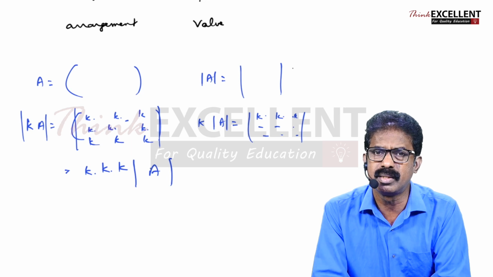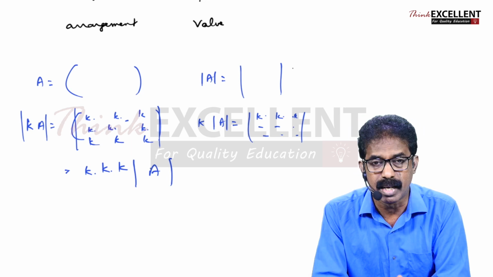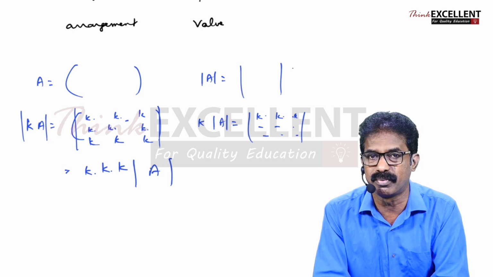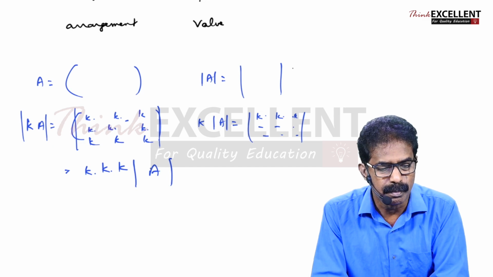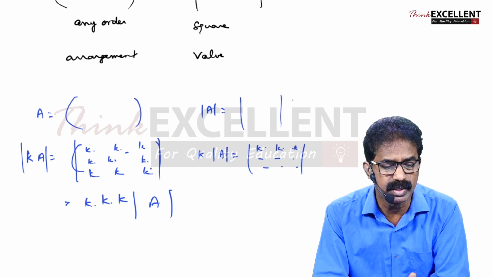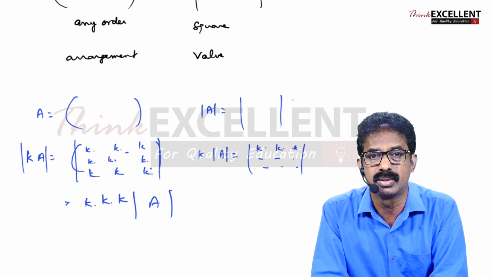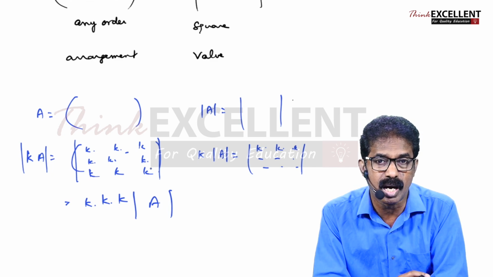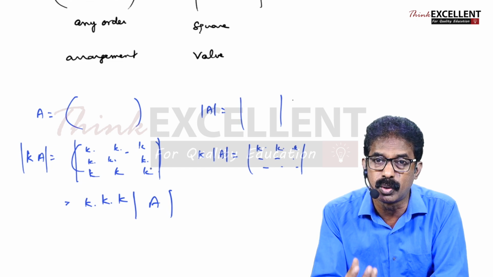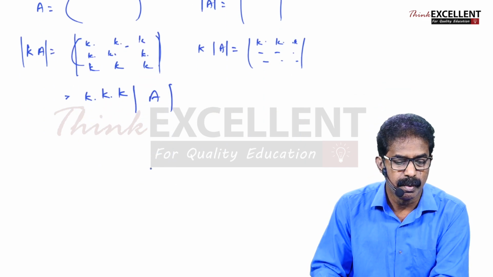Okay, so these are the major differences between matrix and determinant. A matrix is an arrangement, you cannot simplify, but a determinant can be simplified. You can expand it. A matrix can be of any order, a determinant must be a square. A matrix we denote using brackets, and a determinant, the two bars we use. In a matrix, if something is common for all the elements, then only you can take it out. In a determinant, if something is common in any one row or any one column, you can take it out.